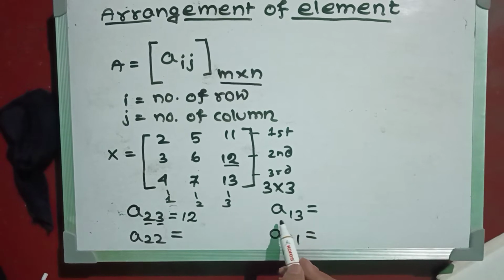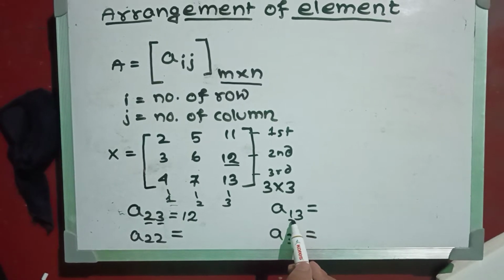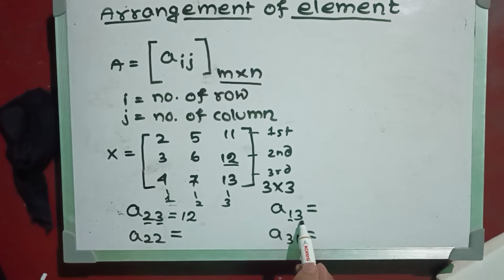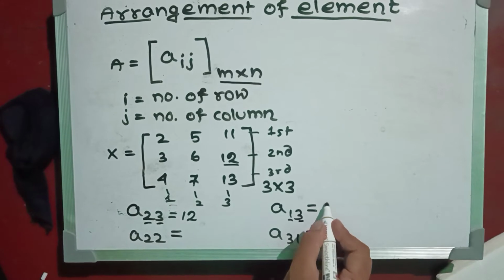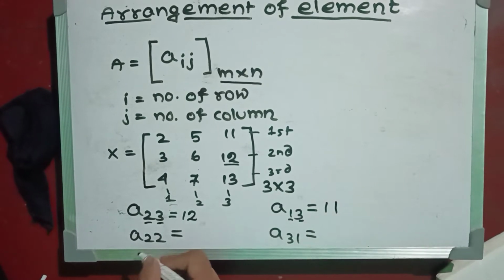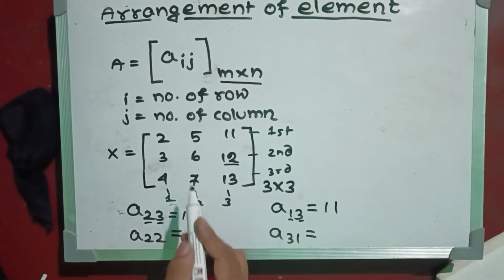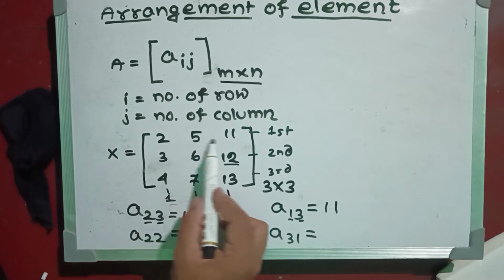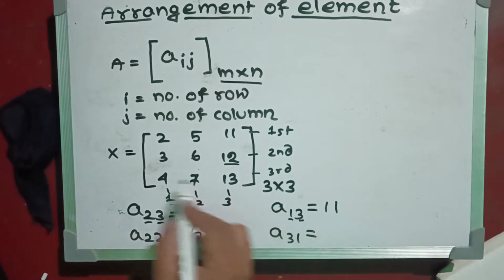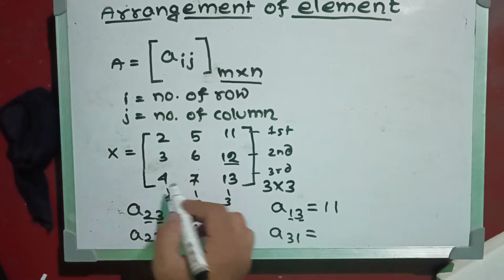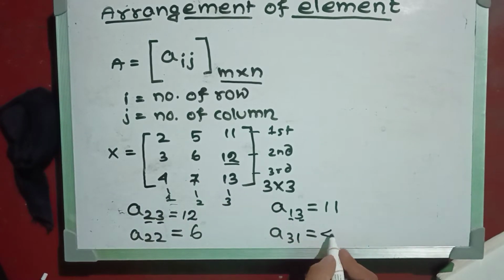Now they are asking to find a_13. That means we have to go to the first row and third column. The element will be 11. They are asking now a_22. So a_22 is second row, second column. So it's 6. a_31 is third row, first column. That means it's 4.